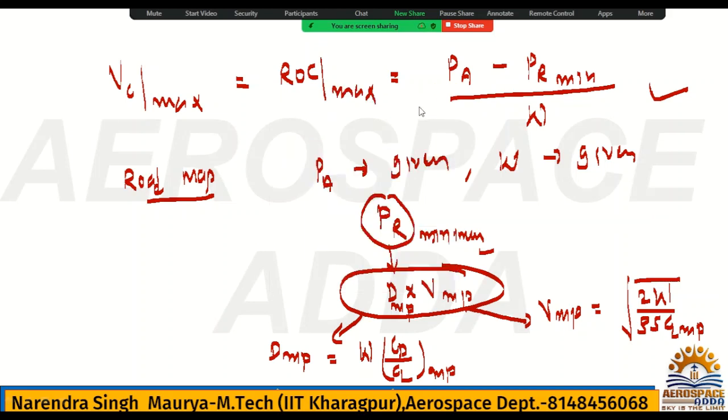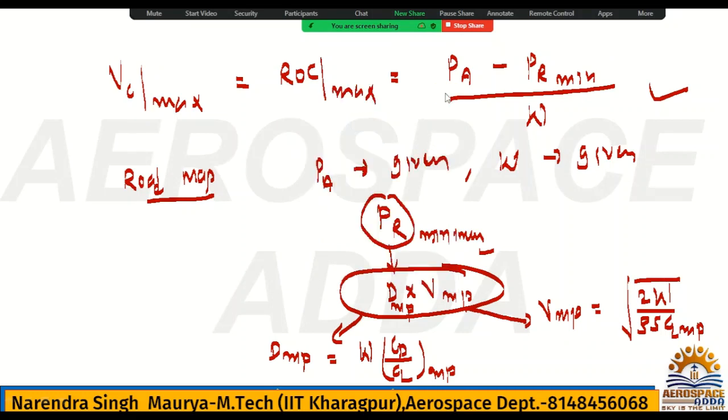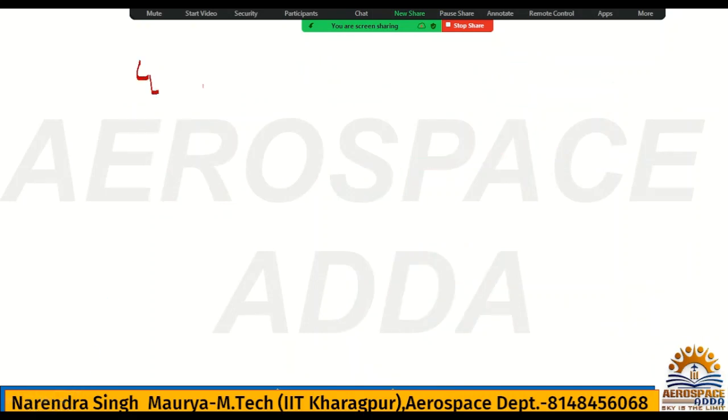Now check. What you are going to do is calculate CD and CL. For minimum power, what is the CL? First I will write the formula here. CL should be CLMP, CL for minimum power. What is the formula? It is root of 3CD0 by K. This is the formula, yes or no? What is the CD0? You just compare this with the drag polar.